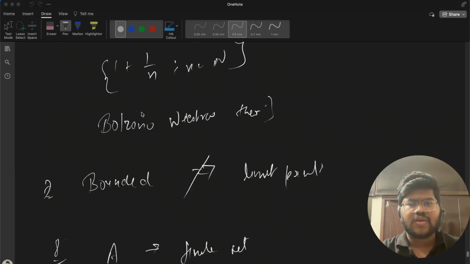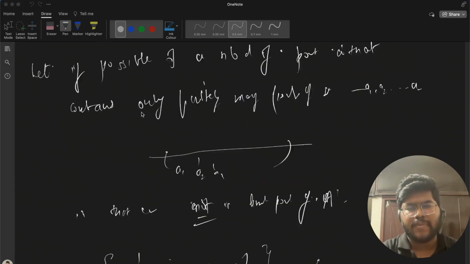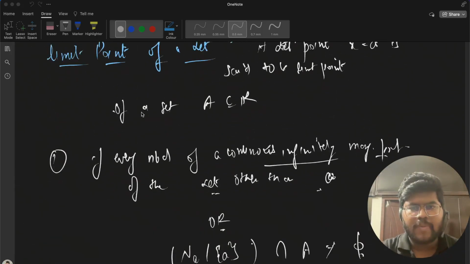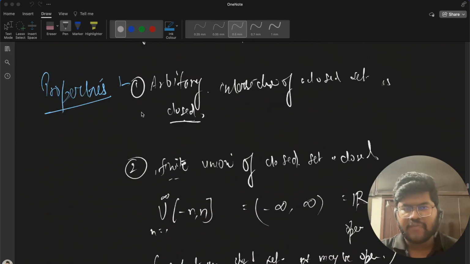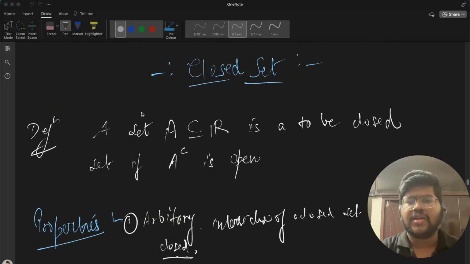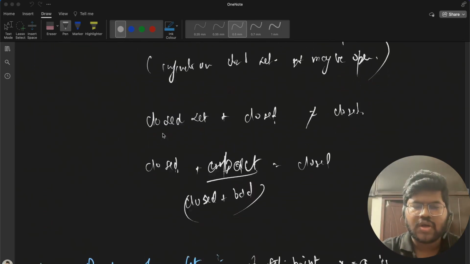Recall in the last lecture we have seen the closed set concept and the concept of limit point. If the complement of A is open, then the set A is closed, right? We understood the definition: a set A, a subset of R, is said to be closed if A complement is open. And we have seen some properties, like the arbitrary intersection of closed sets is closed, right?